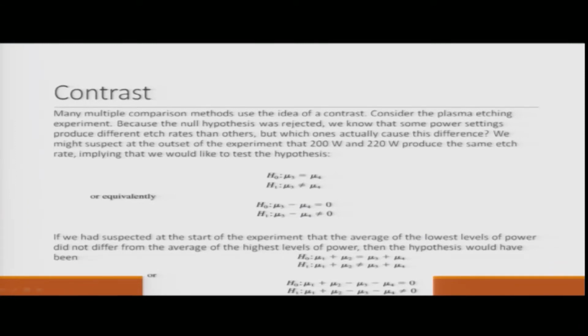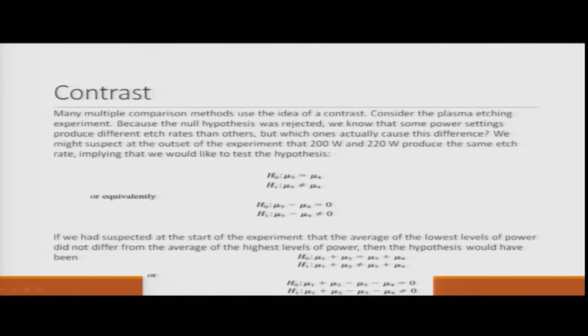Now consider contrasts, another type of problem. Many multiple comparison methods use the data of contrasts. So, we are basically trying to contrast and compare the means and do the analysis. Consider the plasma etching problem again. Because the null hypothesis was rejected, we know that some power settings produce different etch rates than others, and it has been shown in the examples, but which one actually causes the difference is the main question we need to answer.